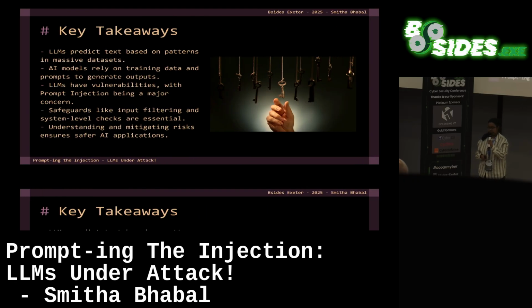So here are the key takeaways. LLMs usually predict based on text-based patterns. AI models usually rely on training data and prompts to generate outputs. LLMs have vulnerabilities such as prompt injection, which has been a major concern, and safeguards such as input filtering and system-level protections are essential. Understanding and mitigating these risks ensures AI can be much safer in applications.